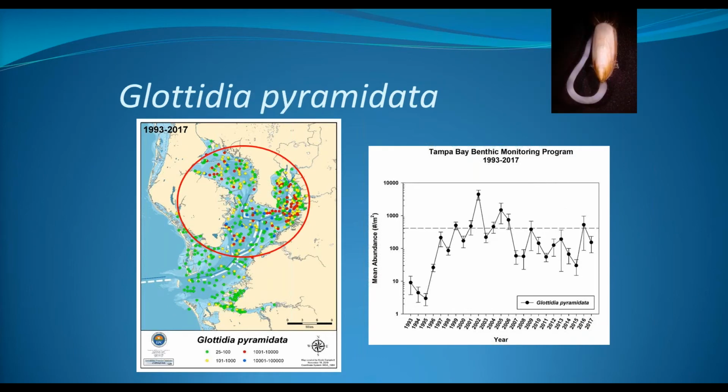Next slide. The second most abundant organism we find is a brachiopod, Glottidia, and it is more abundant in finer, sandier sediments in Middle and Old Tampa Bay and Hillsborough Bay.